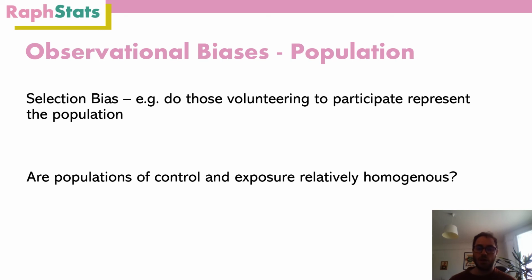Similarly, you want to know: are the populations of the control and exposure groups relatively homogeneous? Are they similar? If they're not similar, you worry that it might be something else. It might be the type of people who do something rather than the thing itself.